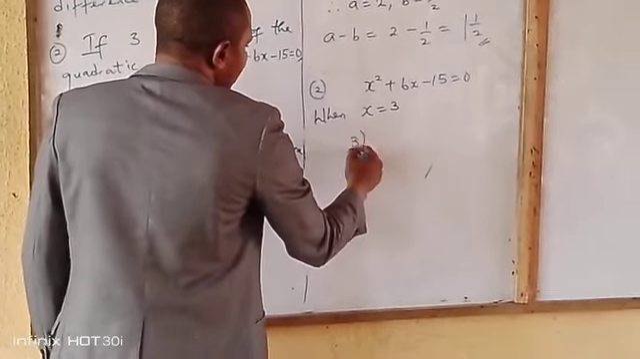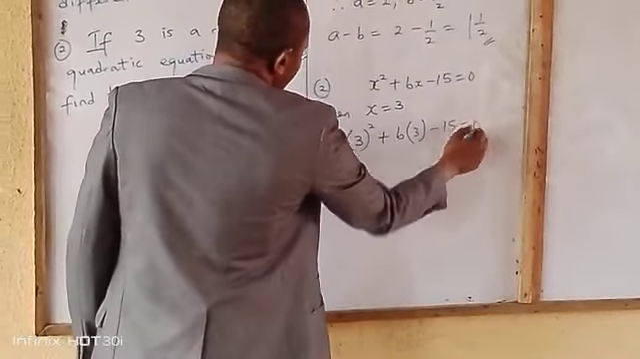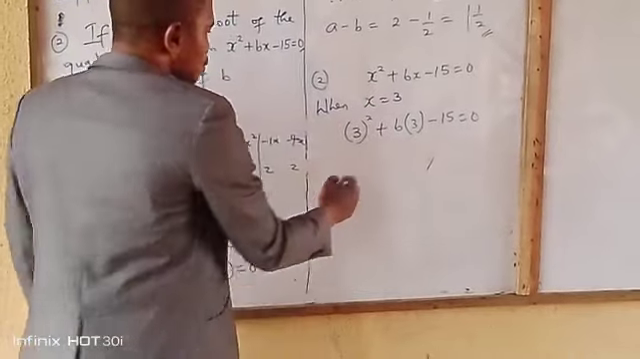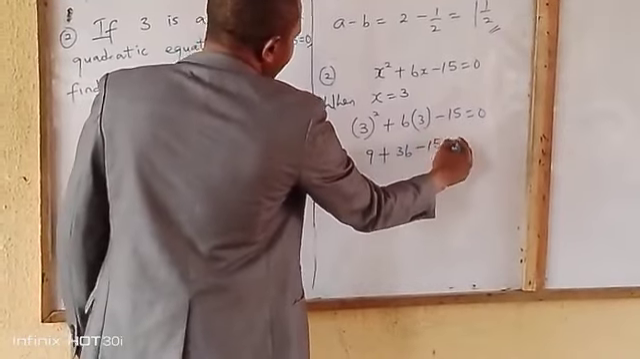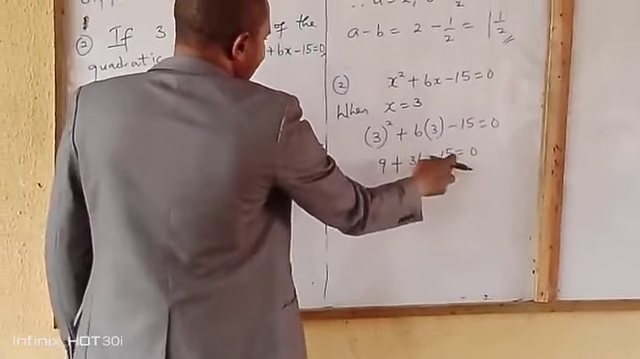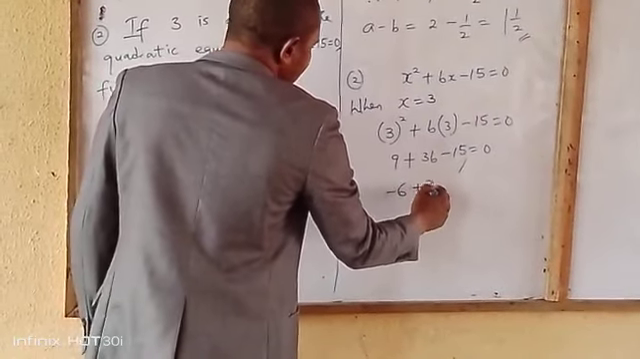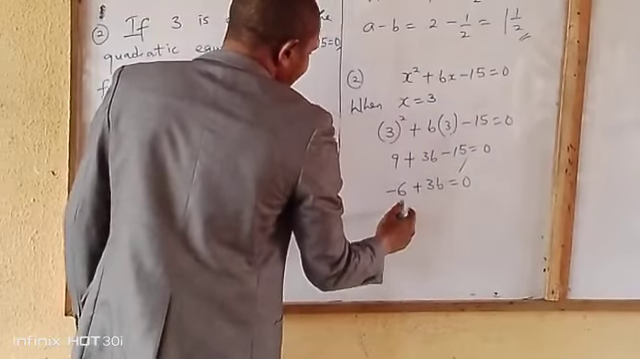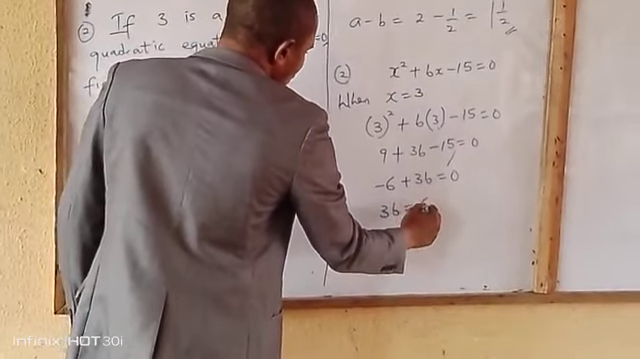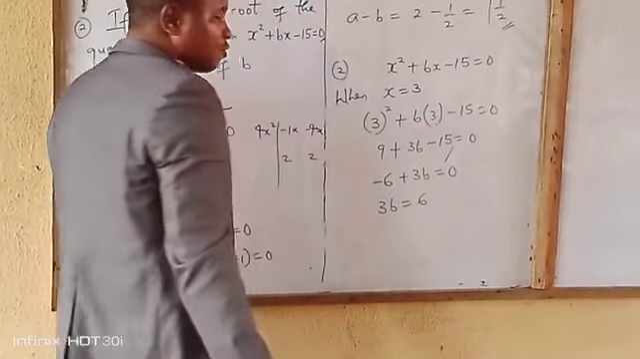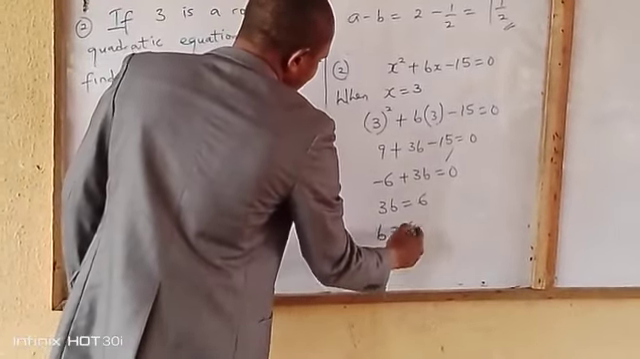So we are going to substitute the value of 3 into this quadratic equation. You are going to have 3 squared plus b times 3 minus 15 equals 0. 3 squared will be 3 times 3, which gives us 9, plus b times 3 gives us 3b, minus 15 equals 0. 9 minus 15 gives us minus 6. So you have minus 6 plus 3b equals 0. Then, when we take minus 6 to the other side of the equation, it becomes plus. So we have 3b equals 6. For us to get the value of b, we divide both sides by 3. b equals 6 over 3, which gives us 2.